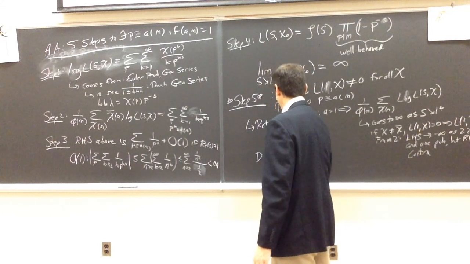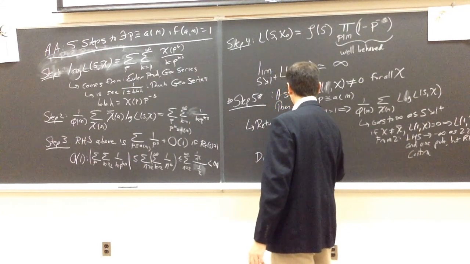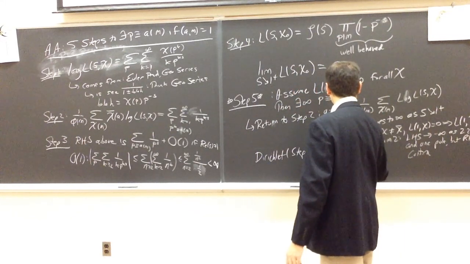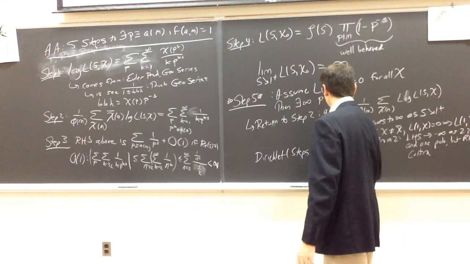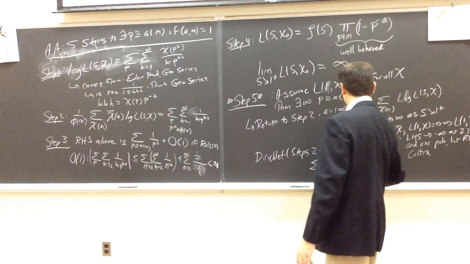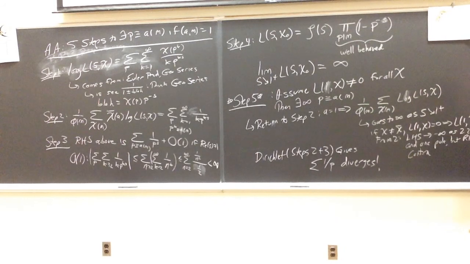So Dirichlet, now it's steps 2 and 3, gives the sum of 1 over p diverges. And that's a wonderful result to have.